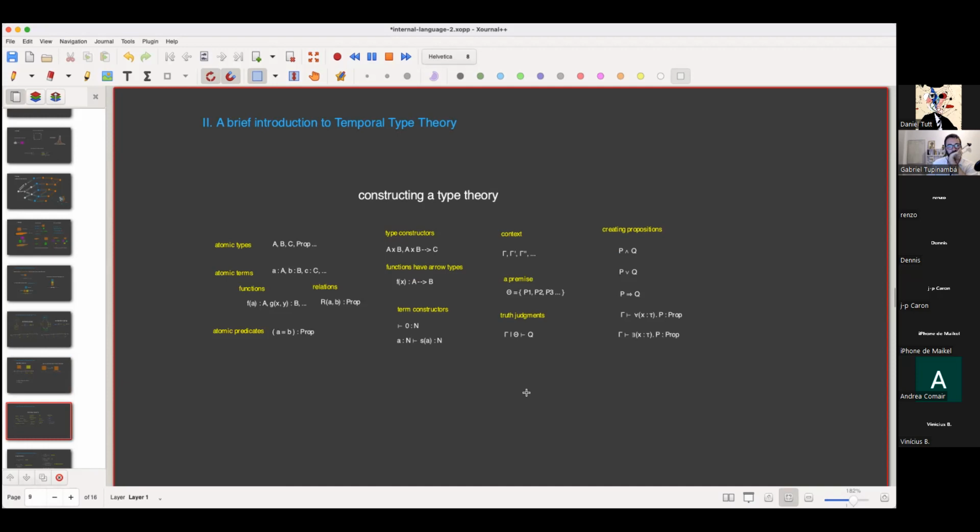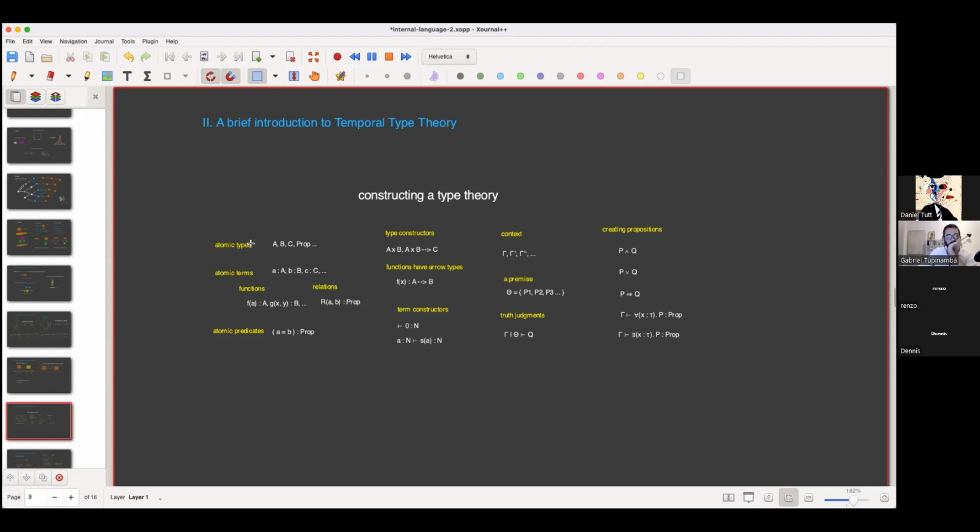But a language for temporal type theory is basically composed of some symbols, right? These symbols let us keep track of our statements. Lets us formalize constraints of different systems. So I don't need to go through all of them, but there's atomic types, atomic terms, and atomic predicates.